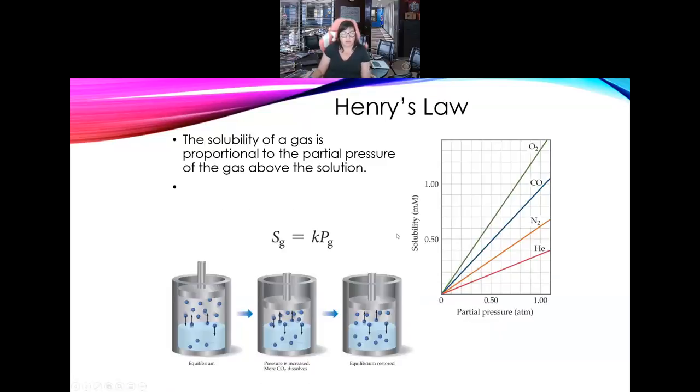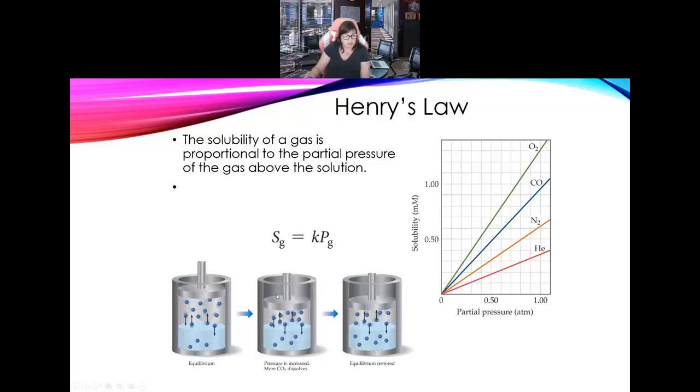One other thing that we need to talk about is Henry's law. When we talk about precipitation, we normally talk about solubility of the aqueous ions, but we also need to talk about solubility for gases. So the solubility of a gas is proportional to the partial pressure of the gas above the solution. So if I have more of that gas above the solution, I should get more in the solution, all right?